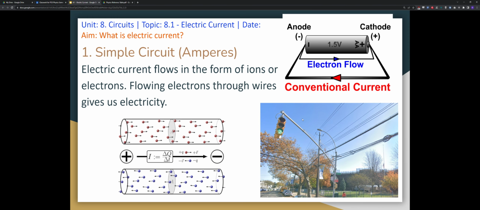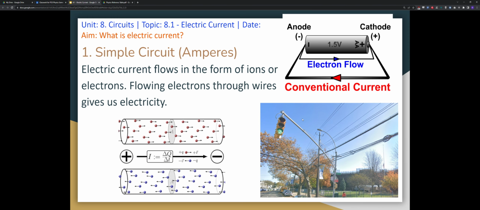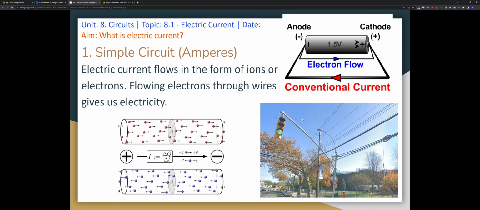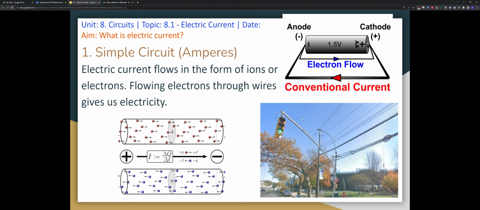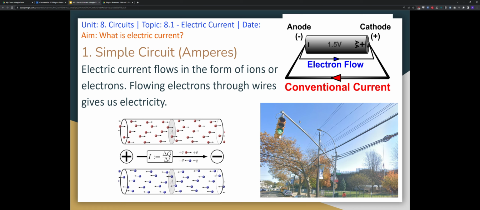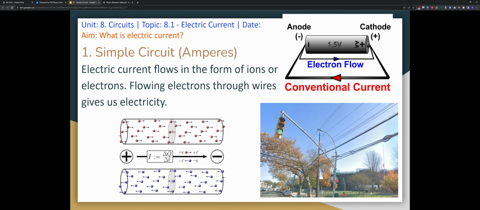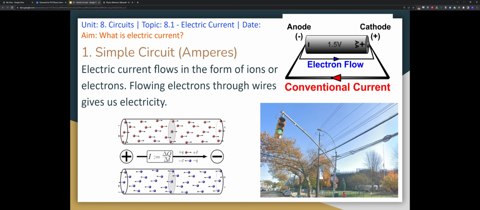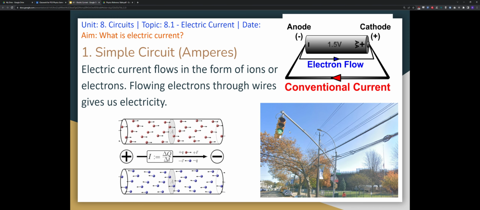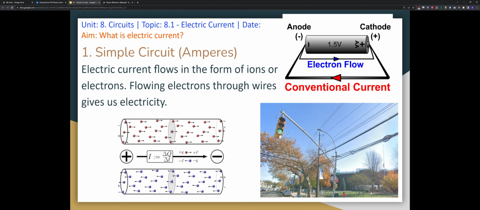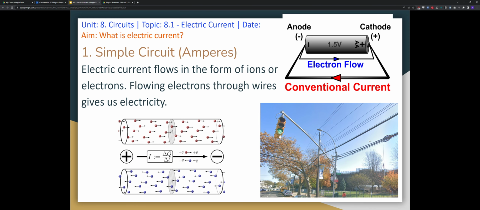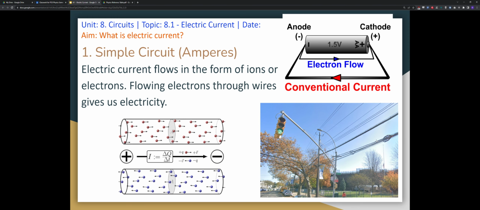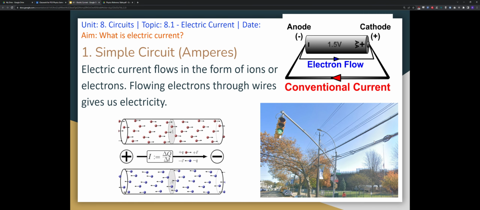If you ever see any of the wires outside your home or outside on the street, you see those poles. These wires help electrons flow through them, so electricity can be delivered to your home. That's why your computer is on right now, why your laptop is on right now. That's why you have any form of electricity, because electrons flow through these wires.